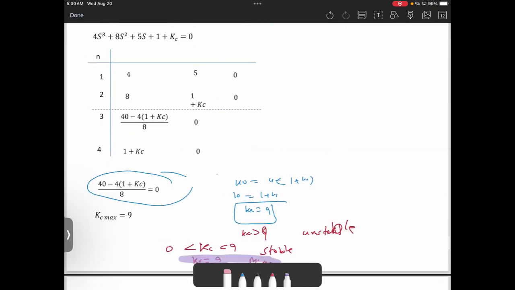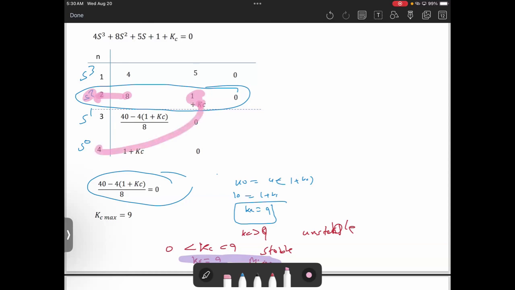We will look at the element associated with this row. Okay, this one, since here we say s power 4, s cubed, I'm sorry, s squared, s power 1, s power 0. So the thing here, we will look at the second row. Then this is 8 associated with s squared, and 1 plus k associated with s power 0.